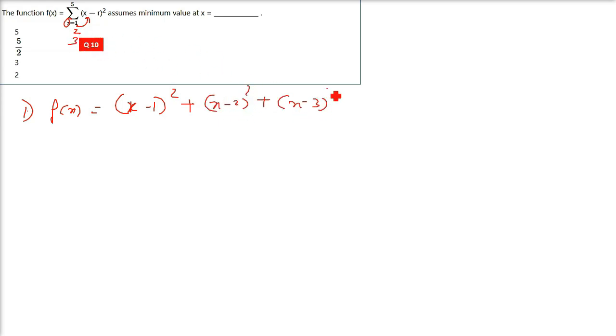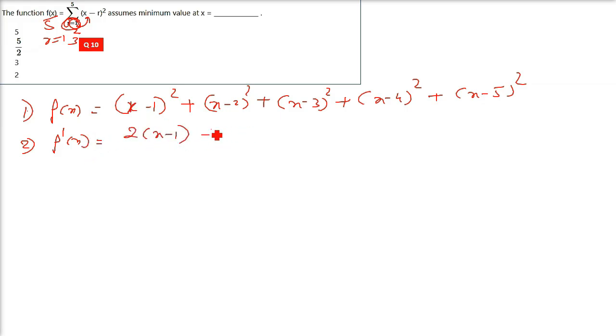So it will be (x minus 3) whole square. Then we take r equals to 4, so we get (x minus 4) whole square. Then we place r equals to 5, (x minus 5) whole square. So this is the whole equation. And if you remember (x minus a) whole square, (x minus b) whole square, (x minus c) whole square, already that question has been completed. So this is differentiation now: twice (x minus 1) plus twice (x minus 2) plus twice (x minus 3) plus twice (x minus 4) plus twice (x minus 5). This is the first differential or first differentiation.